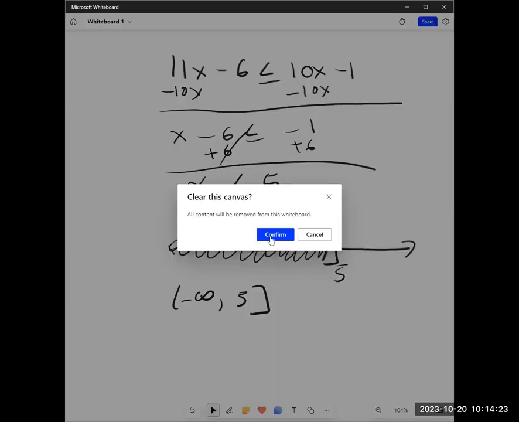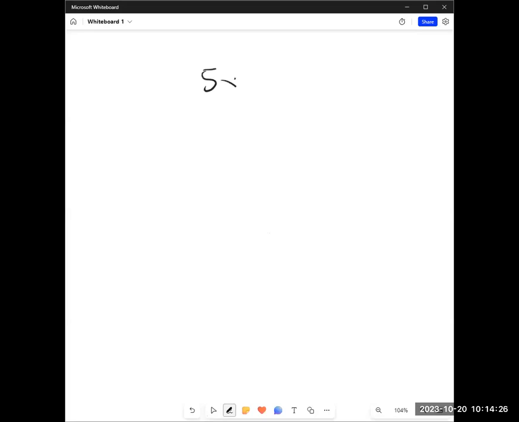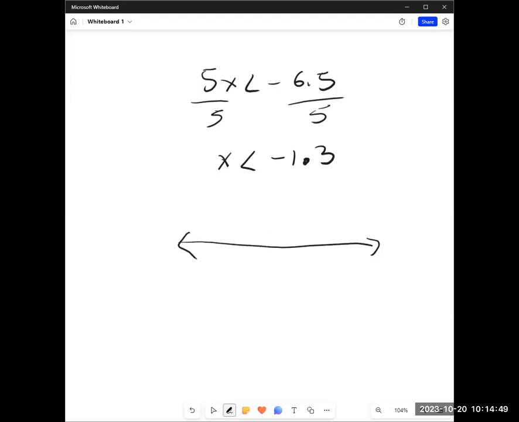Next problem here is going to be 5x is less than negative 6.5. So we're going to divide both sides by 5. Because we're dividing by a positive number, we leave the inequality sign alone. This is going to be x less than negative 1.3. Strictly less than, there's no or equal to sign. So I get negative 1.3 wherever that is on the number line, and I need an open parenthesis, and I need to go less than that. So that's negative infinity to negative 1.3.